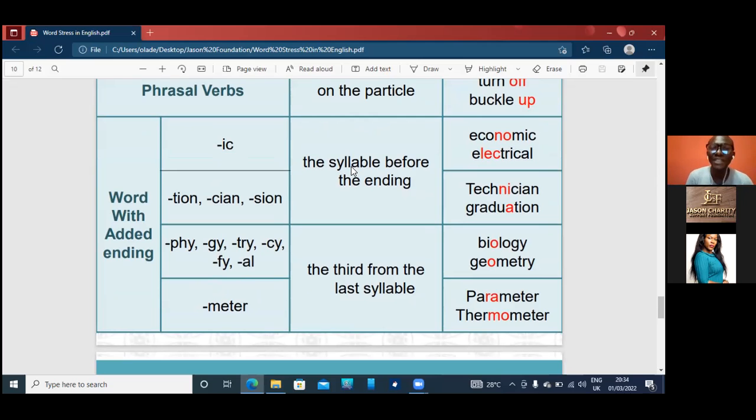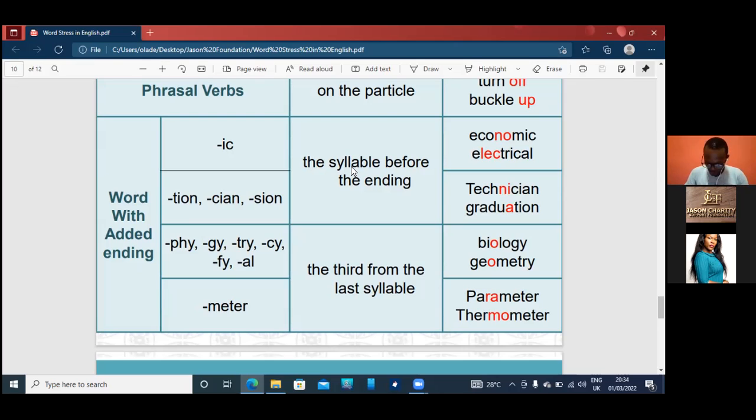So please pay attention, if you have a word ending in P-H-Y, G-Y, T-R-Y, C-Y, F-Y, see most of the words ending in Y and then A-L, they are stressed on the third syllable before the end, not the penultimate. Okay, the syllable before the penultimate as such words. Is that okay? Yes, sir.